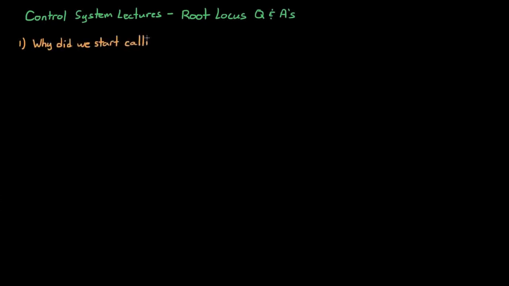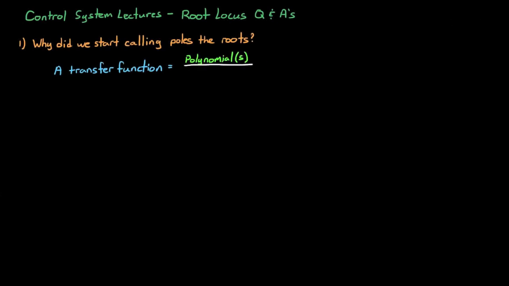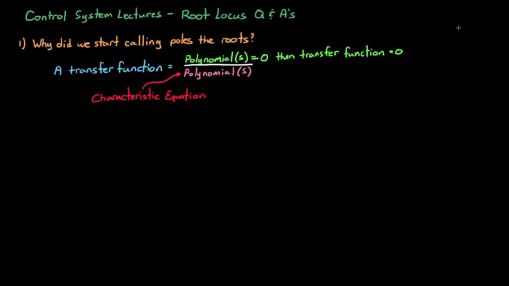I was asked, why do we start calling the poles of a transfer function the roots, like we do here in a root locus? Well, a system transfer function is made up of two polynomials, one in the numerator and one in the denominator. And the polynomial in the denominator is called the characteristic equation because it characterizes the stability of the system. If the polynomial in the numerator is equal to 0 for some value of s, then the entire transfer function equals 0, and that value of s is called a zero. If the polynomial in the denominator is equal to 0, then there's a divide by 0 and the transfer function blows up to infinity, and that value of s is called a pole.